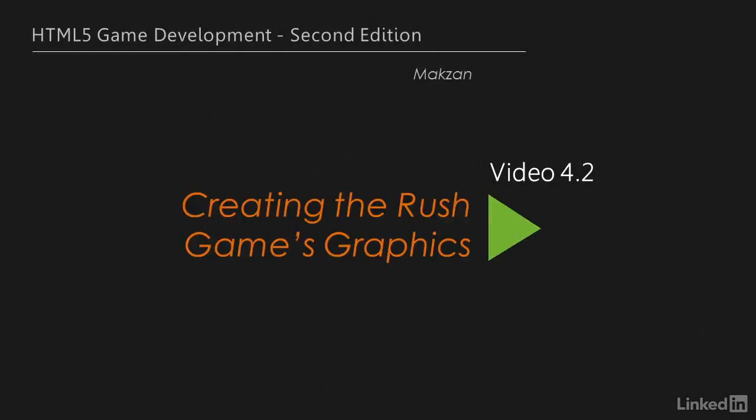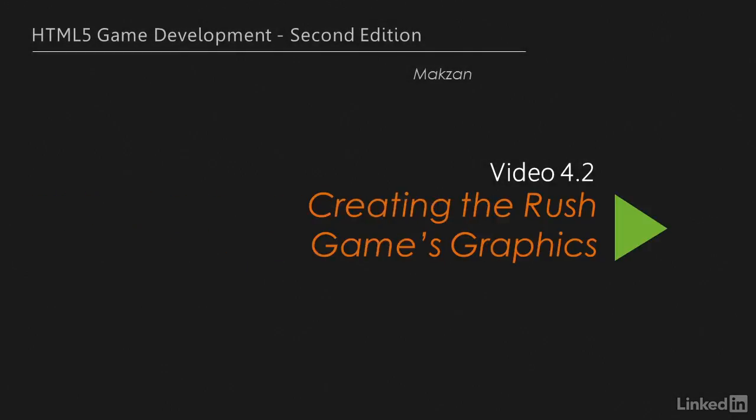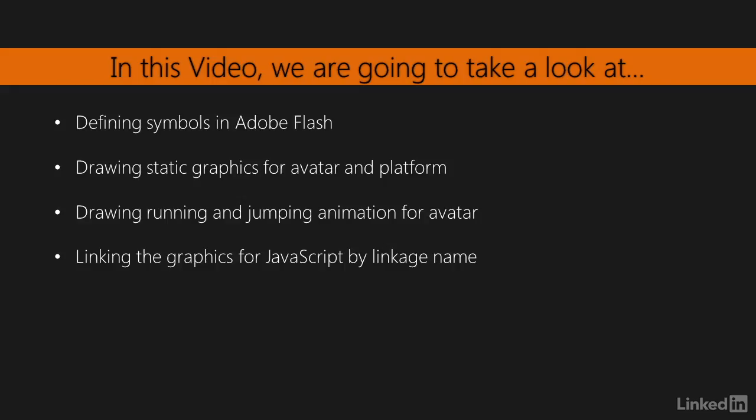Hi there, welcome back. In the last video, we prepared a new game project. In this video, we will draw the graphics for that game. We will define the graphics symbol in Adobe Flash. Then, we will proceed by drawing the static graphics for the avatar and platforms. After that, we will create running and jumping animation for the avatar.